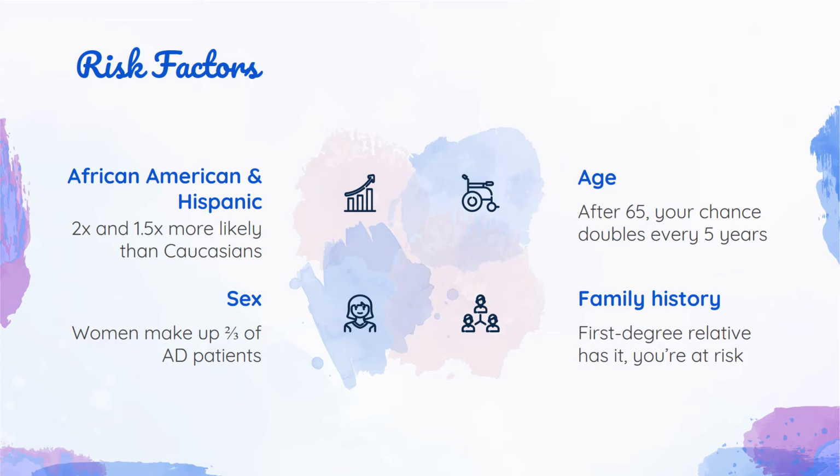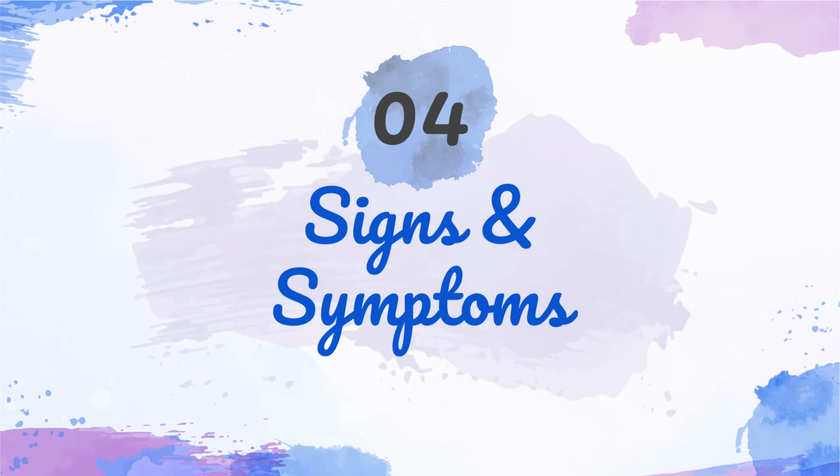A couple other risk factors associated with Alzheimer's include having a sedentary lifestyle, being obese, smoking, poor sleep patterns, hypertension, high cholesterol, and uncontrolled type 2 diabetes. All these factors are also associated with heart disease, so by having better lifestyle choices, you can also decrease your risk to get heart disease. Next, we're going to talk about your signs and symptoms.